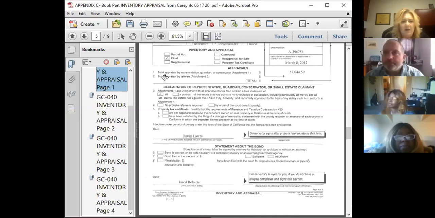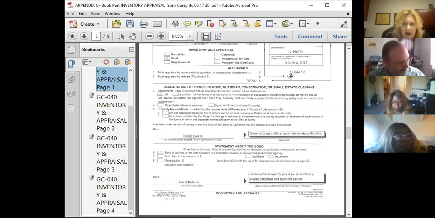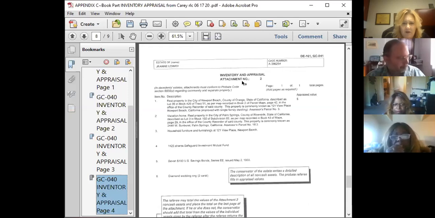Okay, perfect. Now, line number two says total appraisal by referee. Usually what will happen is when you're doing a probate or a conservatorship, if the judge feels that there are non-cash, and that's very important, non-cash assets, a probate referee will be assigned to you, and it's at the bottom of your paper. A lot of times they'll assign a probate referee and you may never need one or not use the person because you didn't find any non-cash assets. So this section right here by the probate referee, which is attachment two, will be left blank by you. You are not to fill that out. That is done by the probate referee. And I will get into attachment number two and what you're responsible for.